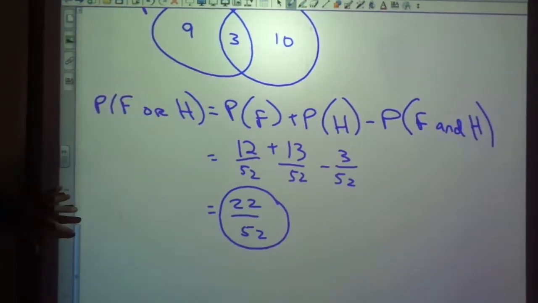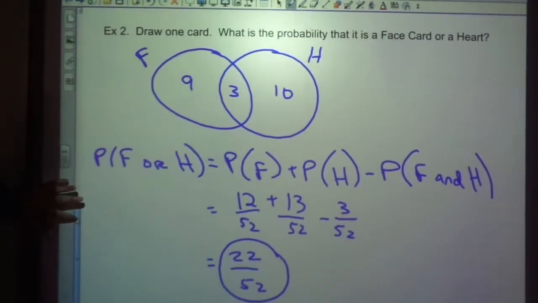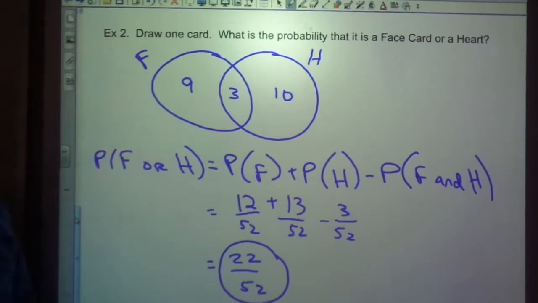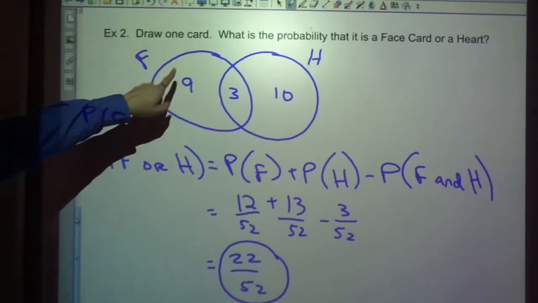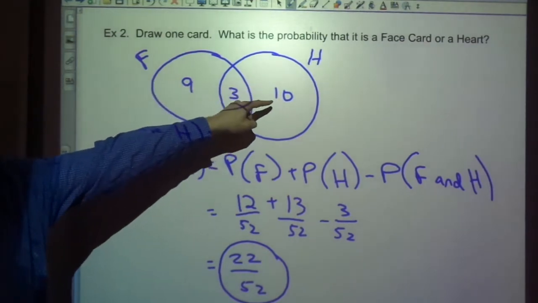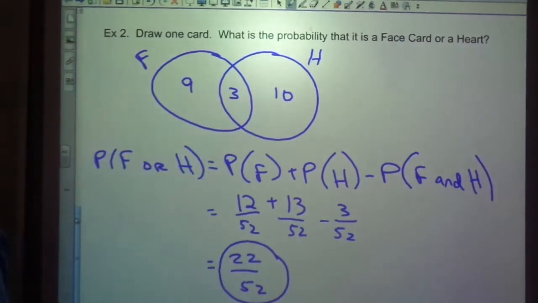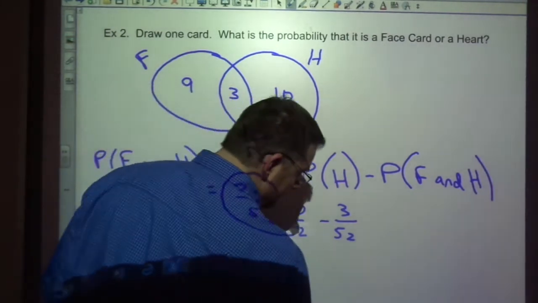These events are not mutually exclusive, so therefore we need to subtract them. Now you notice this 22, I would get the same number if I added this plus this plus this. It would also give me the 22. It's another way to go about doing it.